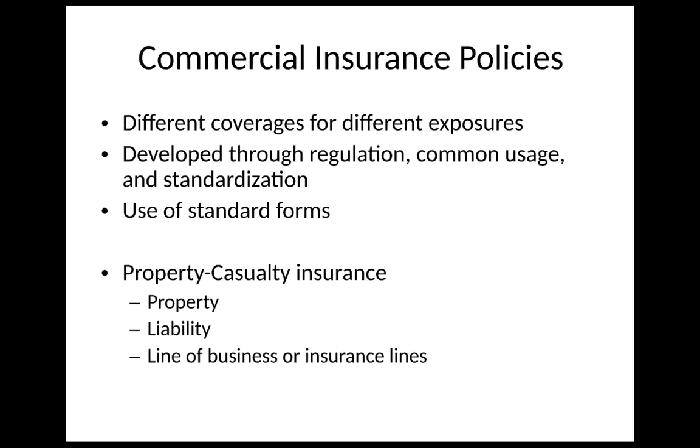To say what's covered or what's not covered for the insurance. And so they're all pretty similar, no matter what insurance carrier you end up going with. So when we talk about property casualty insurance, really we're looking at property, liability, and line of business or insurance lines as part of that.